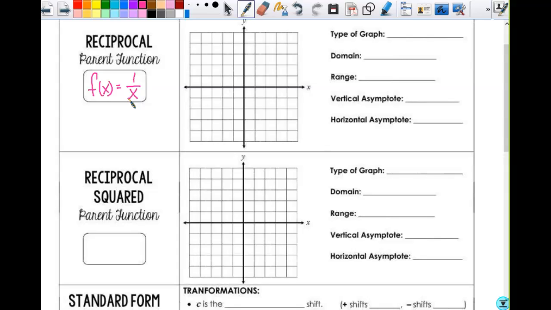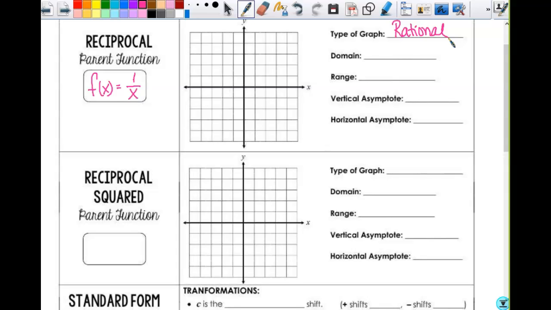Now, the type of graph, it is a hyperbola, but you probably don't know what that means yet, and we'll talk about those eventually, but it also fits in the rational category, and that's what I'm more concerned with right now. And what makes it a rational function is not just the fact that it's a fraction, but the fact that you have a variable in the denominator. It's fine that there's none in the numerator, but we have one in the denominator, and that's what makes it rational.